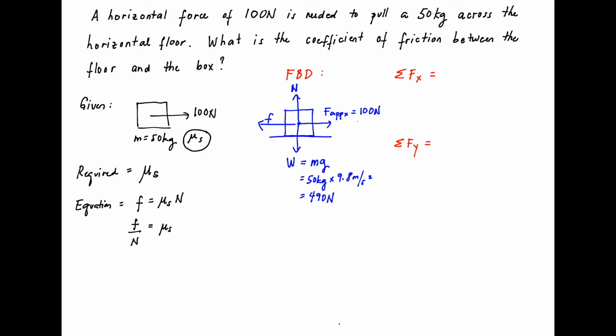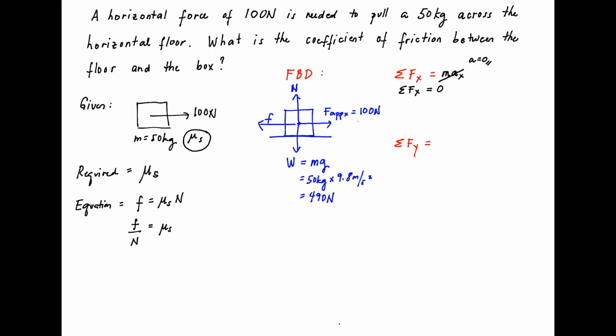The summation of Fx equals to mass multiplied to ax, or acceleration in the x-axis. But since we are talking that a horizontal force of 100 Newton is the force needed to move the box while it is stopped, therefore, we could say that the acceleration is 0. And then, we could now say that the summation of Fx is equal to 0.